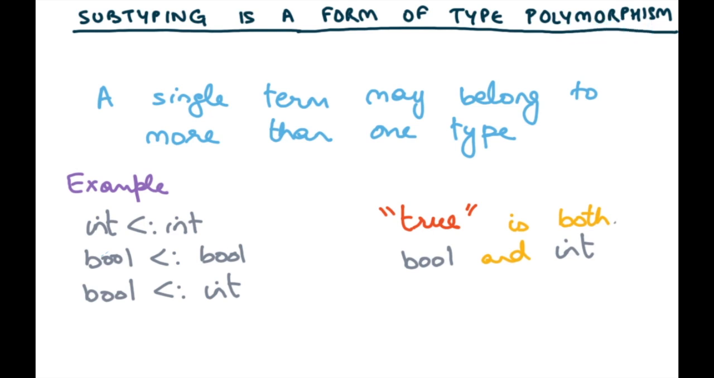For example, in the previous examples, if bool was a subtype of int, then true can be used both as a bool with the logical AND operator, and true can be used as an int with the plus operator. In other words, a single term, true, seems to belong to more than one type because it can be either used as an int or used as a bool, and it will have a meaning depending on in which context it's been used. For example, if it's used with plus, then maybe it has the meaning 1, and when it's used with logical AND, then it has the meaning true. So subtyping is a form of type polymorphism. There are other forms of type polymorphism, and subtyping is one of them.